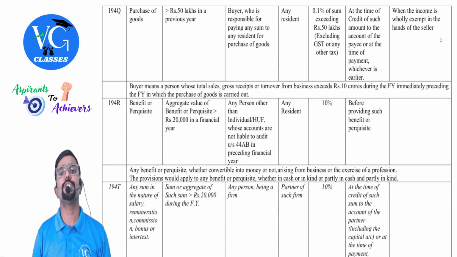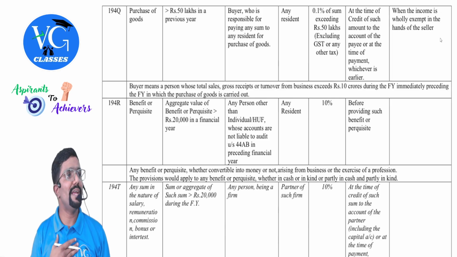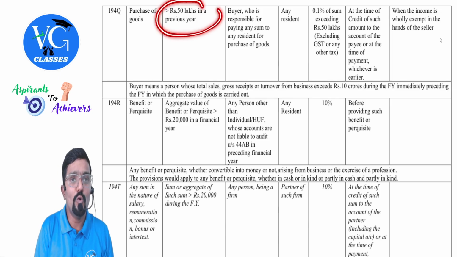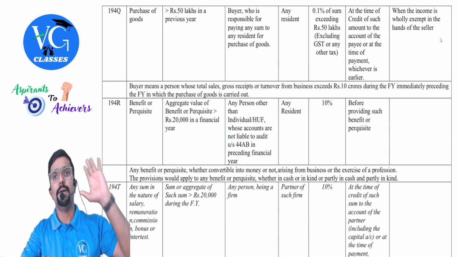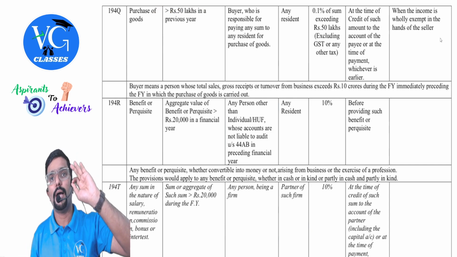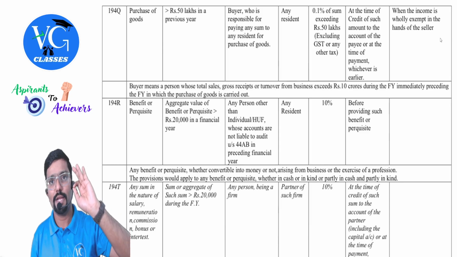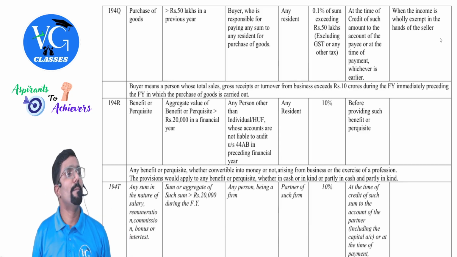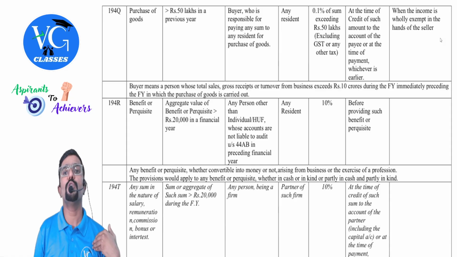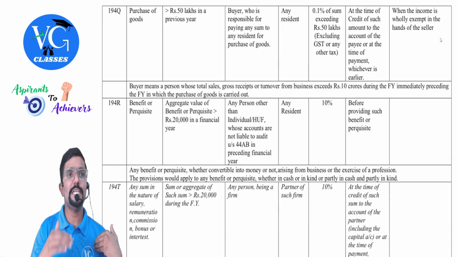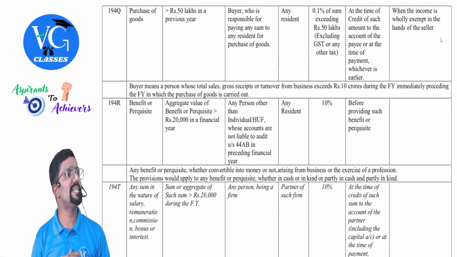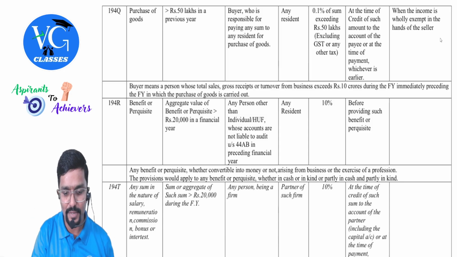194Q. Purchase of goods. Buyer is buying goods of value more than 50 lakhs. I told you, hold your nerve till I complete. Buyer is buying the goods worth more than 50 lakh. When he is paying it to the seller, should he deduct TDS? Yes. For example, listen here.